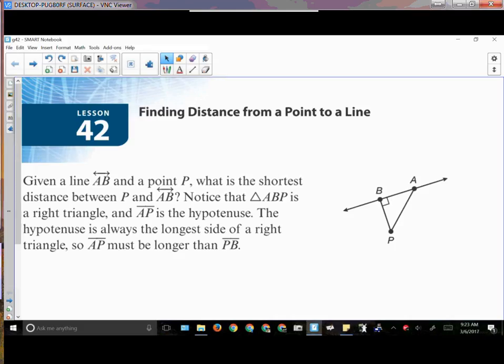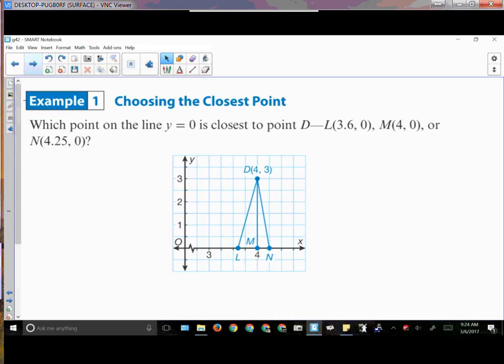When I am looking at this, what's closer to point P, A or B? B. It's kind of obvious, isn't it? Now, when we're doing this, it actually turns out that the perpendicular line is going to be the shortest. So what we're going to do here is take a look at how we can identify what the distance is based on this idea that they're going to be perpendicular. So let's look at this.